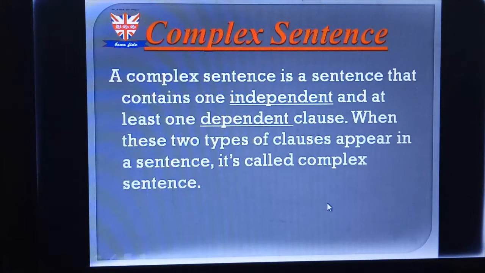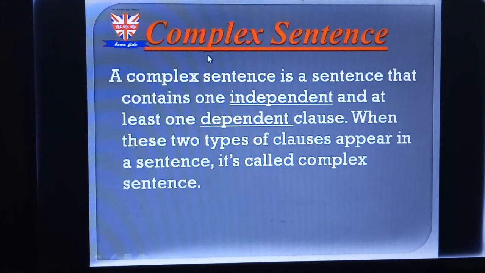A complex sentence is a sentence that contains one independent and at least one dependent clause. When these two types of clauses appear in a sentence, it's called a complex sentence. So in a complex sentence, there should be an independent and a dependent clause.